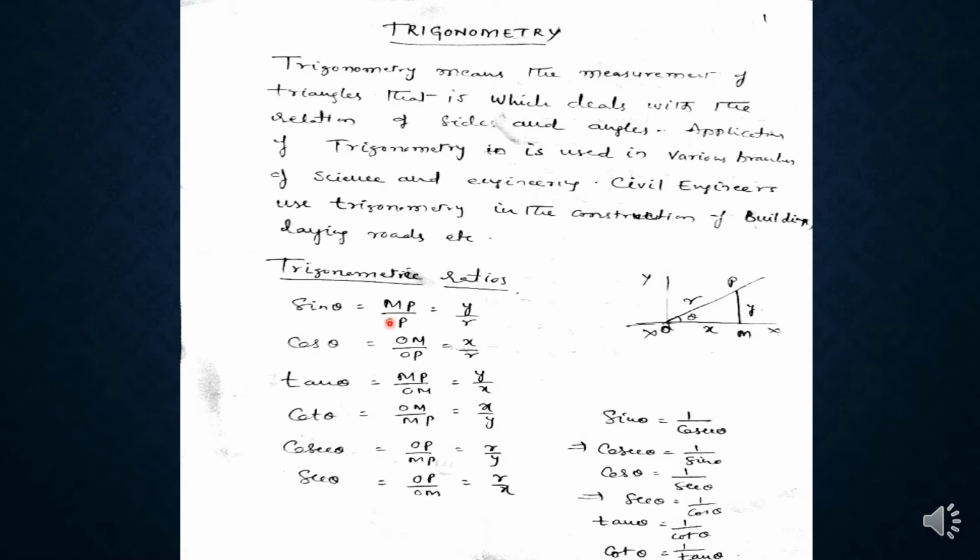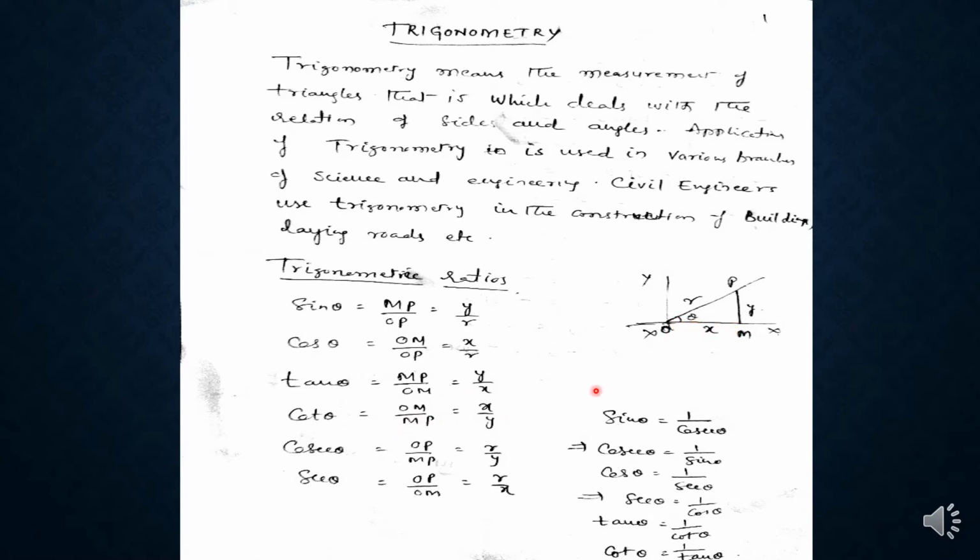So what is the definition of sin theta? Sin theta is equal to the opposite side to angle theta by hypotenuse, that is y by r. And what is cos theta? Cos theta is adjacent side by hypotenuse, that is x by r. Tan theta is equal to opposite side by adjacent side. Here opposite side and adjacent side are with respect to the angle theta.